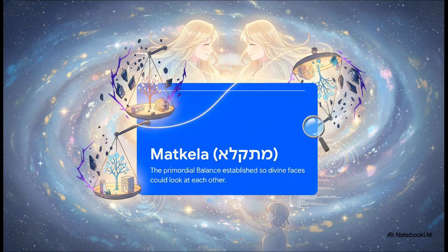We learn that until the balance was established, the early worlds were chaotic. Think of it like early prototype software. Before this matkala was actually coded into existence, these early chaotic worlds literally collapsed. They shattered because they lacked essential harmony. They just didn't have the architecture to process infinite divine energy.